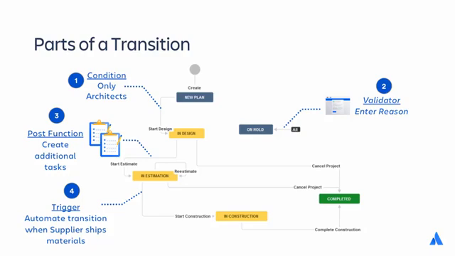Triggers can automate transitions when certain events occur in a different system. In this case, when the supplier ships the construction materials, you can automate the process so that the house building task automatically goes from in estimation to in construction.